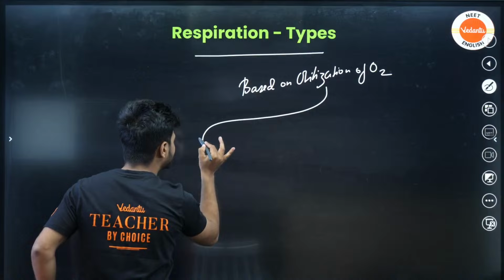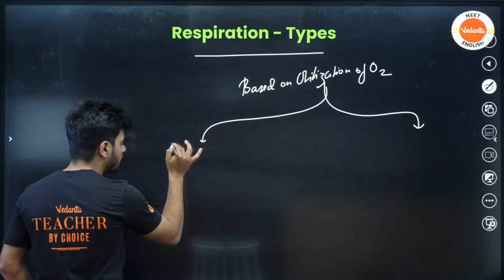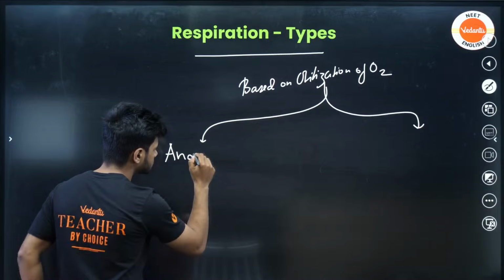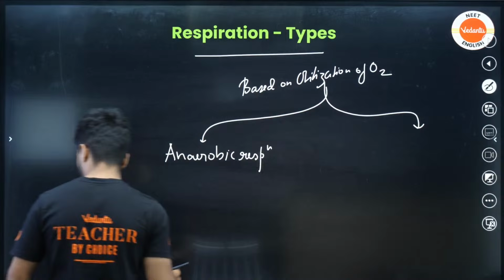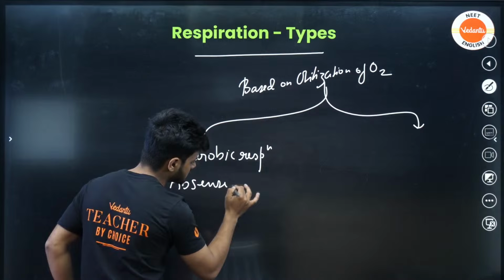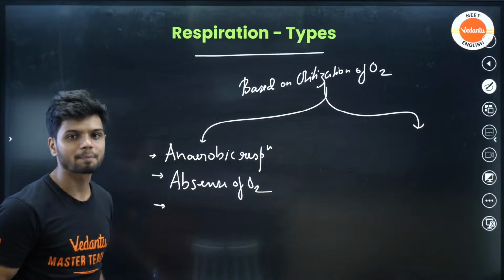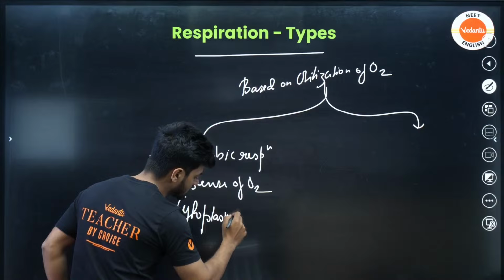Can I divide it into two parts? For example, wherever in respiration the oxygen is absent, can I call it anaerobic respiration? In anaerobic respiration, there is complete absence of oxygen. Yes, but where does this take place? Students, remember this point here. Anaerobic respiration only happens in the cytoplasm.